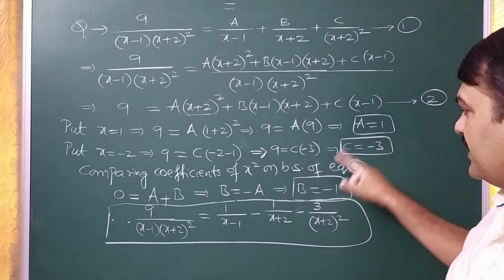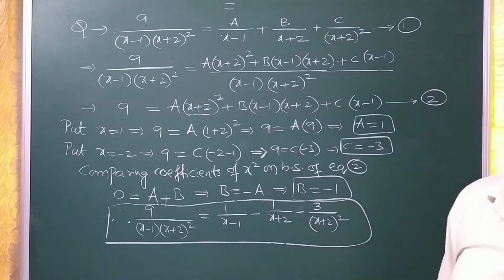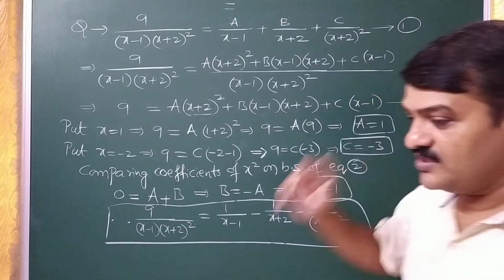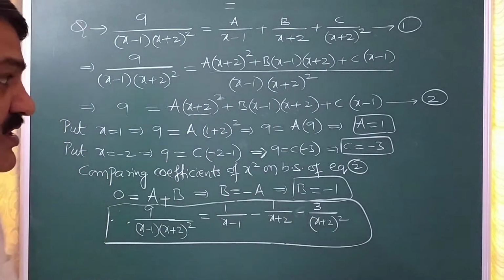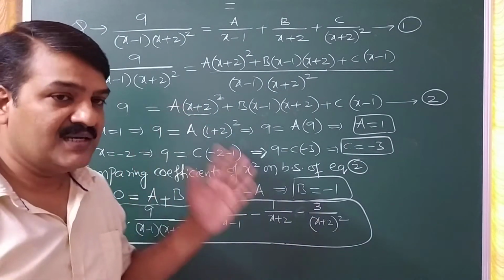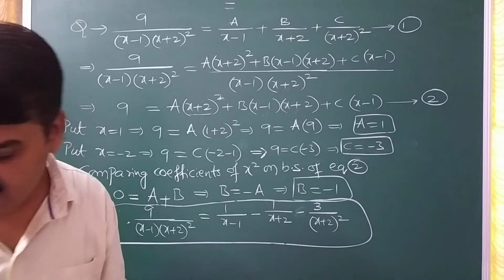Now substituting the A, B, C values in equation 1, we will get the partial fractions like this. So this was the example under type 2.